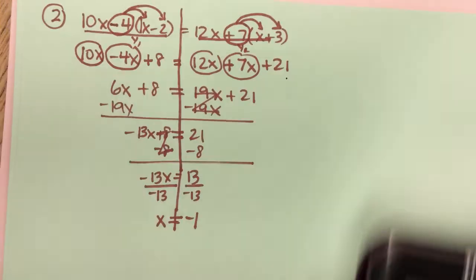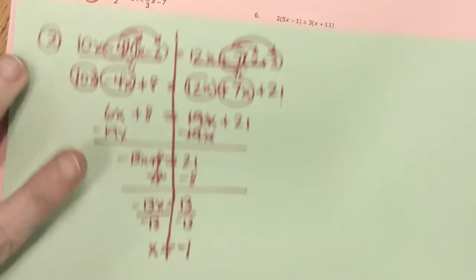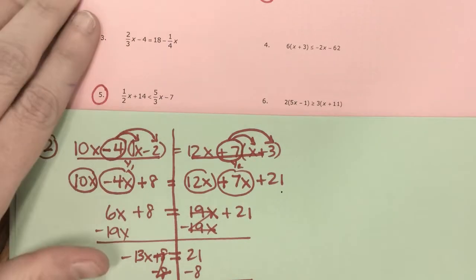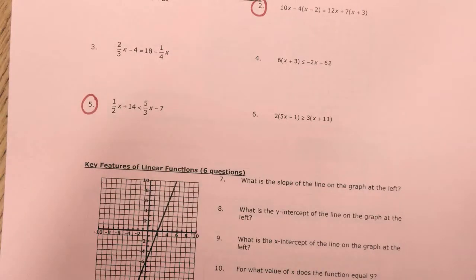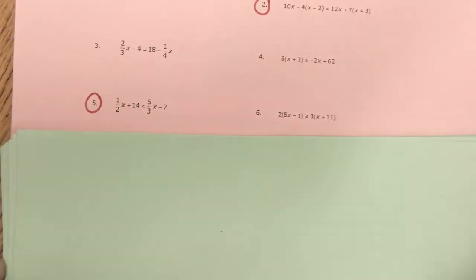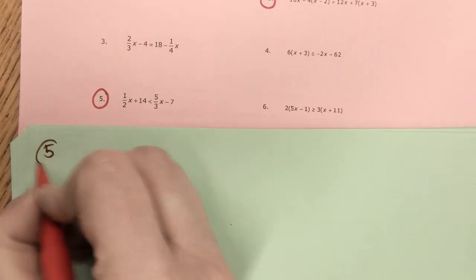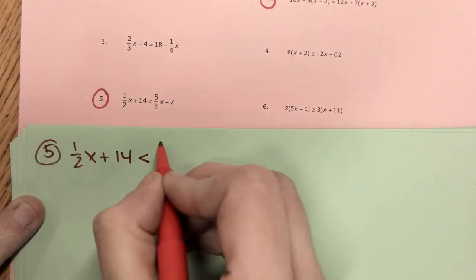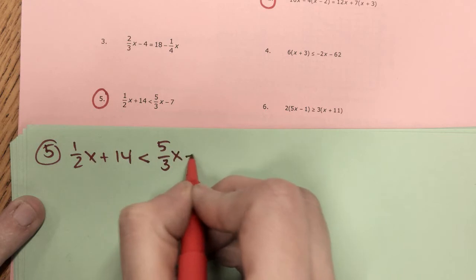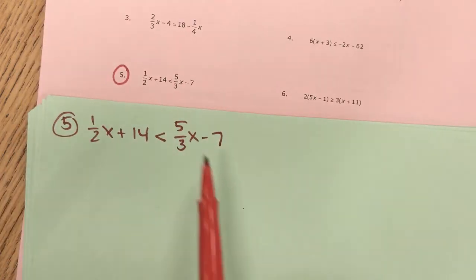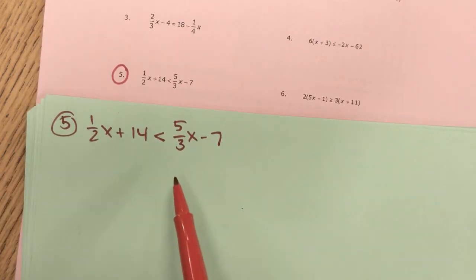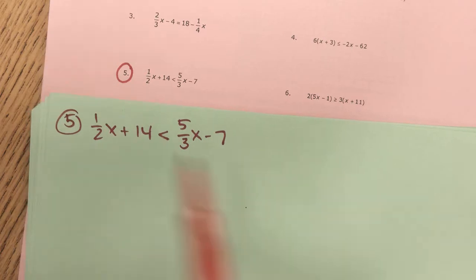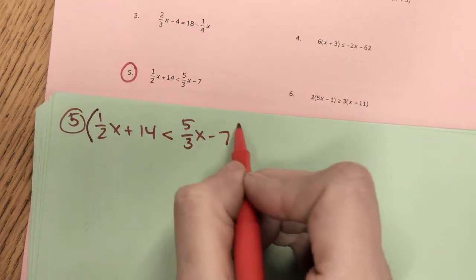Okay, let's look at the next question, which is number 5. Number 5 is an inequality: 1/2 x plus 14 is less than 5/3 x minus 7. Well, the first step is to distribute. There's nothing to distribute. And the second step is we hate fractions. So we got to get rid of both of these fractions.